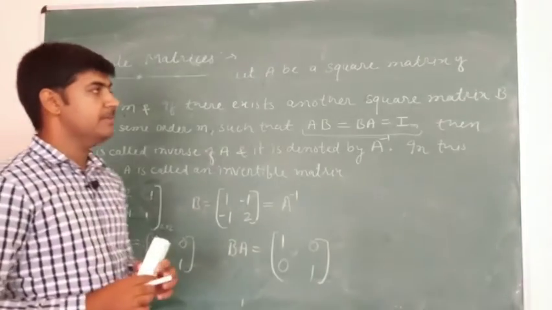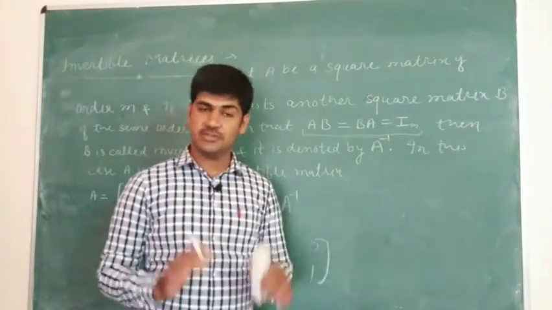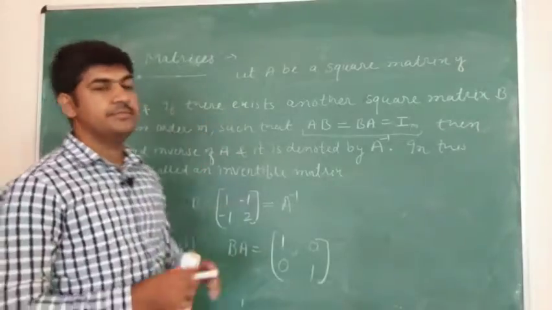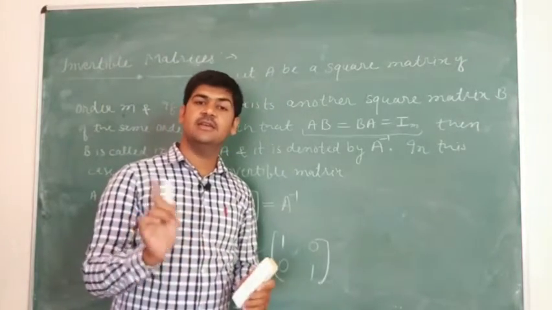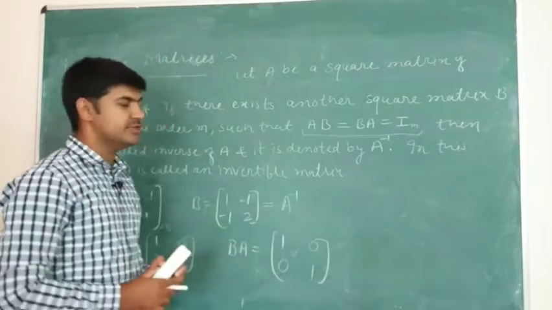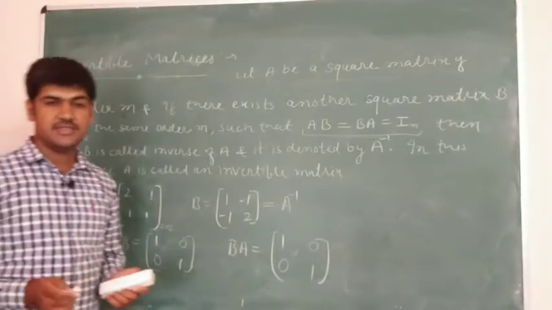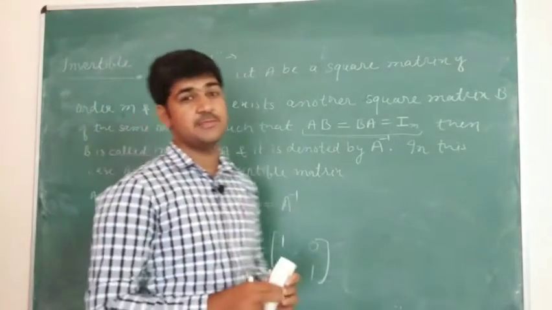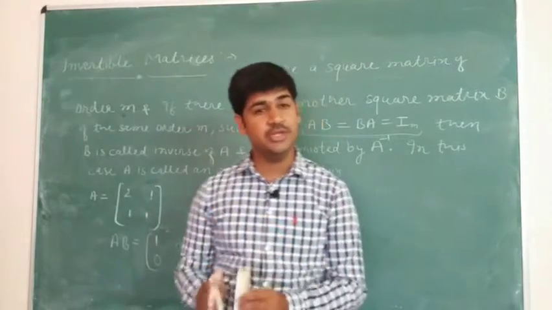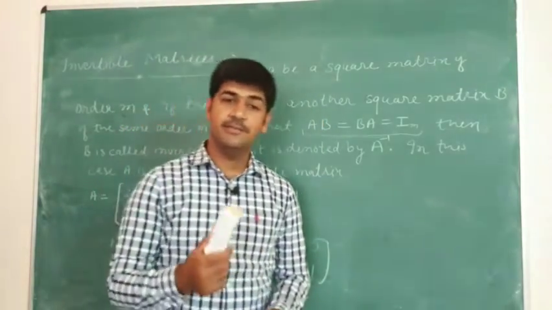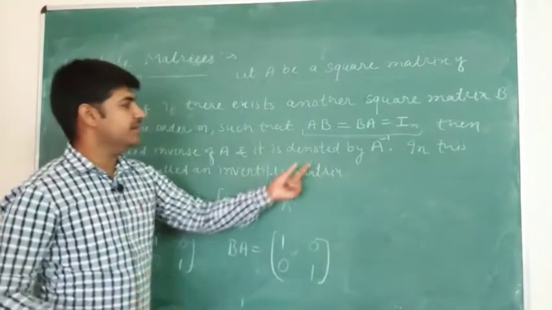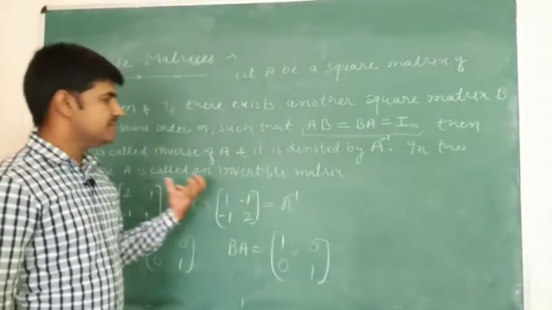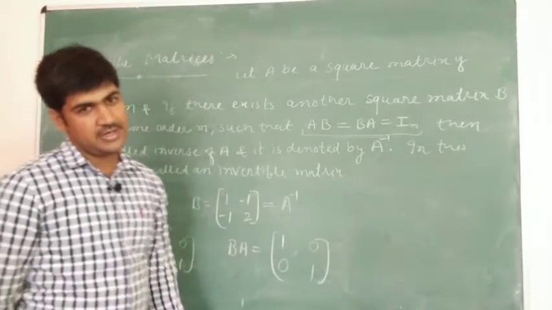So you have to keep in your mind the definition of invertible matrix and inverse of a matrix. This entire definition tells both invertible matrix and inverse of a matrix. So if you have to define it, you can say if A is a square matrix of order m, and if there exists another square matrix B of the same order such that AB is equal to BA is equal to identity matrix, then we can say B is inverse of A and it is denoted by A inverse. In this case A is called an invertible matrix. Also B is inverse of A and A is inverse of B. I hope you have understood.